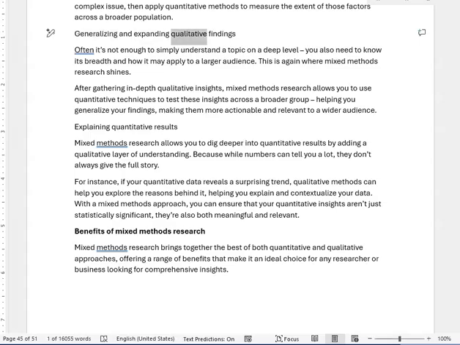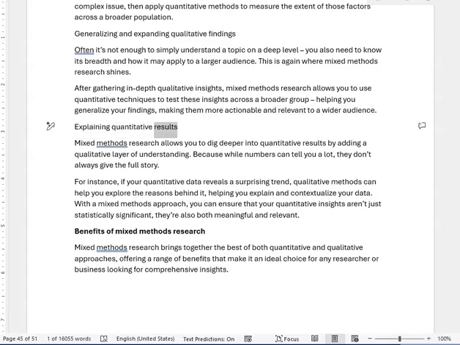Generalizing and expanding qualitative findings. Often it's not enough to simply understand a topic on a deep level. You also need to know its breadth and how it may apply to a larger audience. This is again where mixed methods research shines. After gathering in-depth qualitative insights, mixed methods research allows you to use quantitative techniques to test these insights across a broader group, helping you generalize your findings, making them more actionable and relevant to a wider audience.